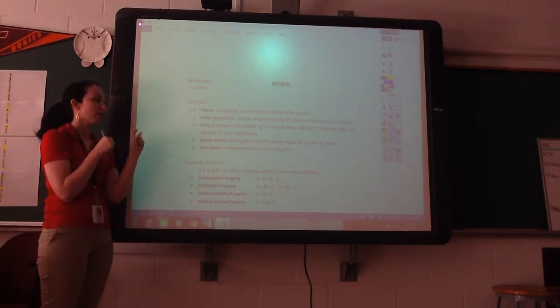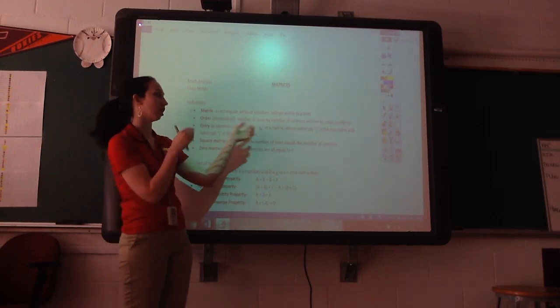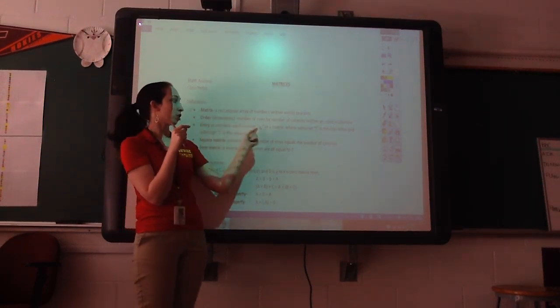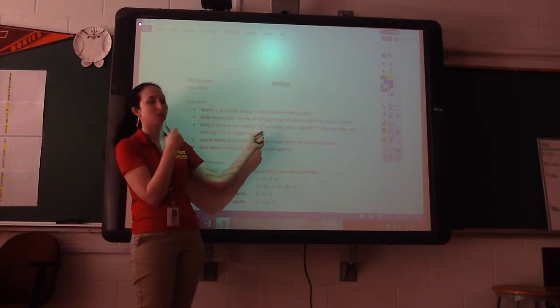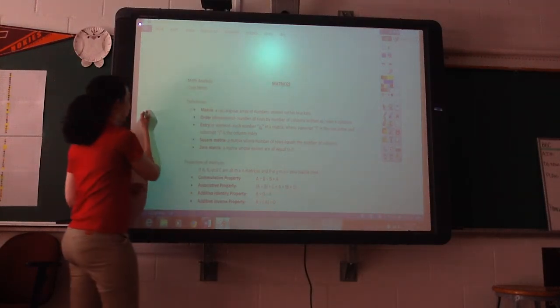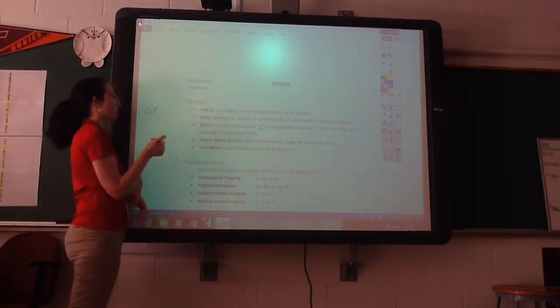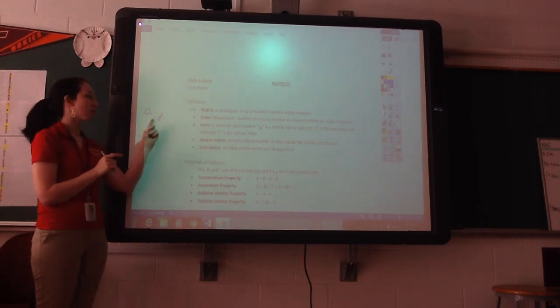An entry, this is also called an element. It's a number that has 2 letters after it. They call them IJ here. The first number is your row number, and the second number is your column number. So if you were to see, what element is A sub 12? That means first row, second column.